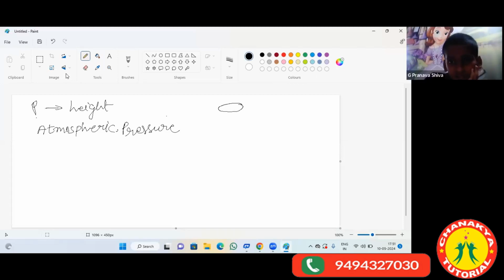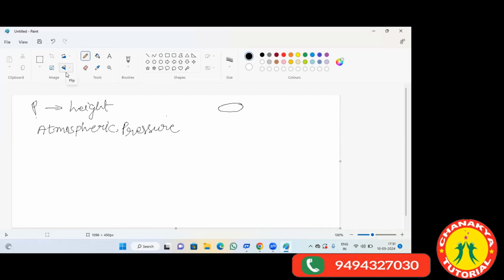Yes, sir. Excuse me, sir. The first slide, sir. Pressure is equal to height. That what you wrote. Pressure is not equal to height. It is proportional to height. Okay, sir. Proportional means proportional to height. Okay, sir, thank you.